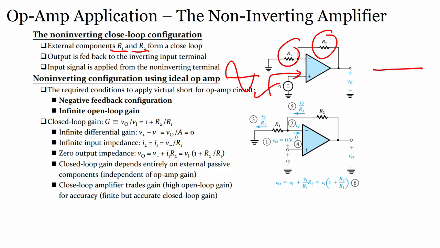Non-inverting amplifier configuration using an ideal op amp. So, again the same thing, you do not have to really worry when somebody asks you what are the required conditions to apply virtual short for an op amp circuit, in case of the inverting amplifier or the non-inverting amplifier. It's kind of the same: negative feedback configuration, infinite open loop gain. Op amp characteristics, once you know them, it becomes easy. Now, what is closed loop gain? The closed loop gain formula we have seen is nothing but 1 plus R2 by R1.